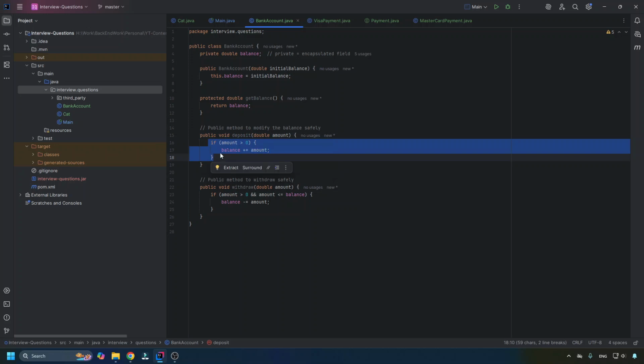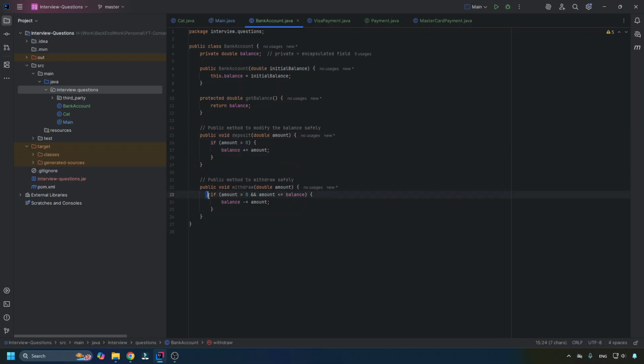So the point here is encapsulating this sort of logic into this method, and we're encapsulating this logic into that method as well, and that method is encapsulated in the bank account class. So basically this is the idea of encapsulation. You're encapsulating some kind of logic and properties into a class or a single unit basically.